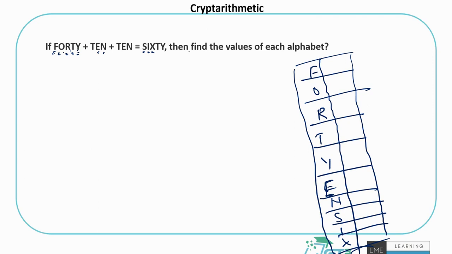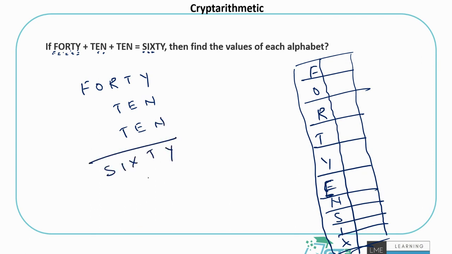I said it takes a little bit of patience. Just try to focus as much as you can. If not, rewind it again. So I'll repeat. So 40 is written like this. Then I do 10 and then I do 10 is equal to 60.